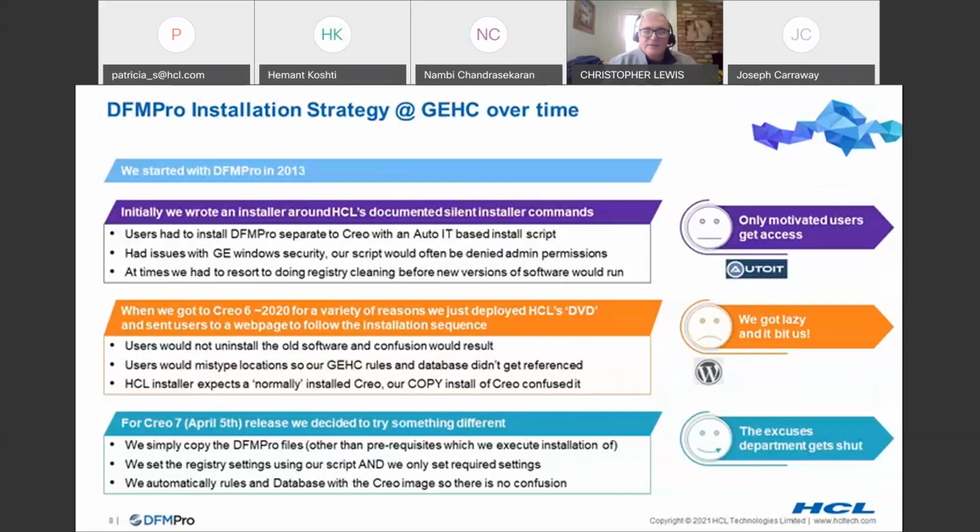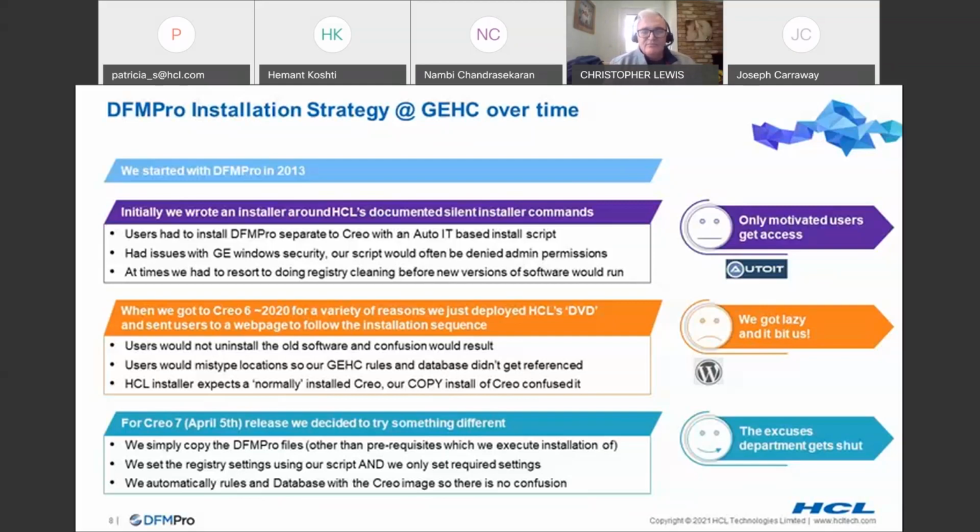And just to recap how that strategy for installation has changed over time. So back in 2013, we did wrap the DFMPro installer with a silent installer. Again, the help files that they do provide are very, very usable. The support team there are very helpful. We wrote a silent installer over the top of their silent installer, and we said to people, if you need to use DFMPro, come over here, download this installer, and then double click it and run it.